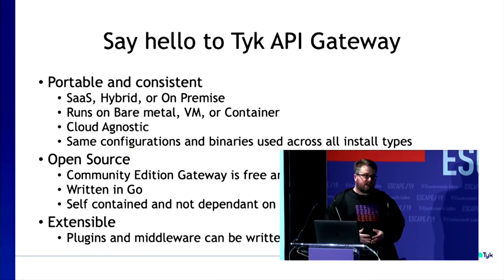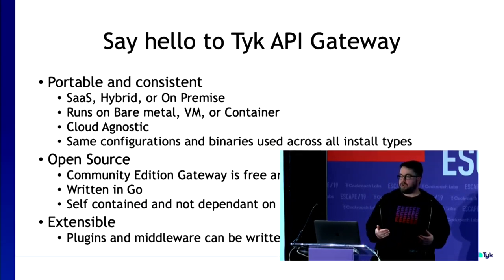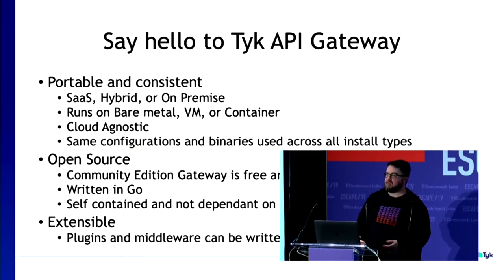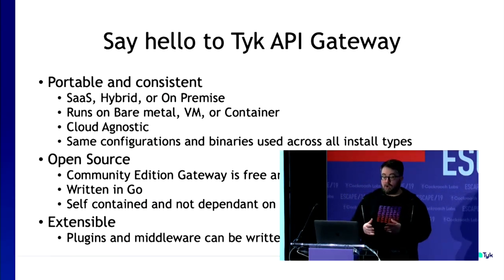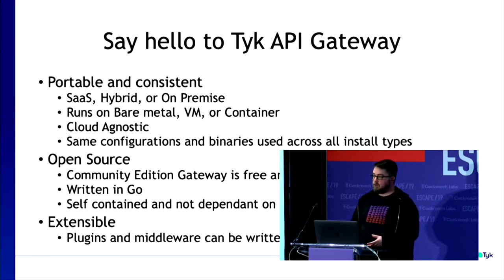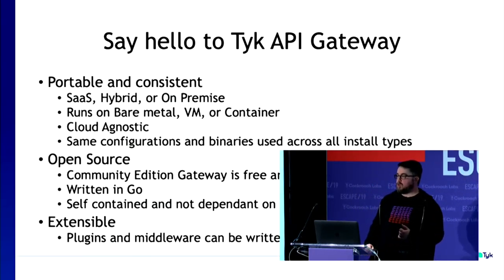It's all written in Go. In fact, our entire platform is written in Go. We're self-contained, and we don't depend on other platforms in order to run our software. So where you may see some other API providers out there where they run their entire ecosystem on top of Nginx, we don't rely on Nginx. We use Go natively, and everything is self-contained. We're also very extensible. So our plugins and our middleware for the transformation layer can be written in native Go, Python, Lua, JavaScript, or pretty much any language that supports gRPC hooks.